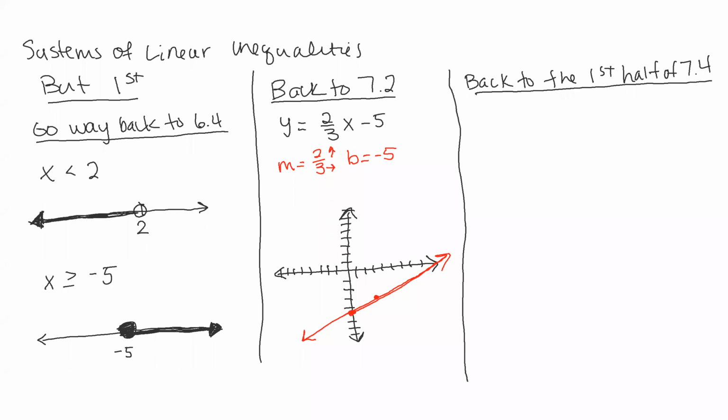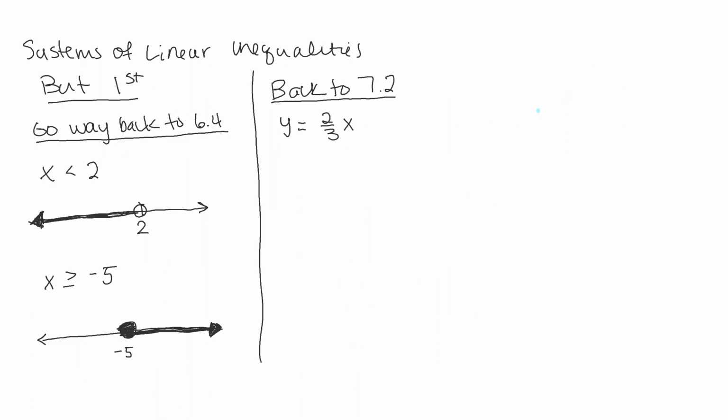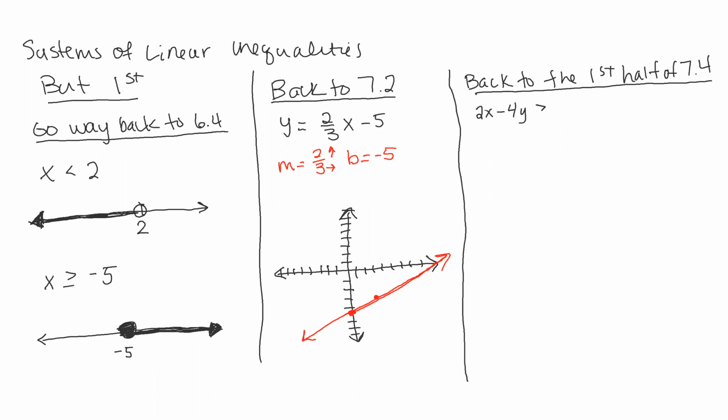So we would have had something like 2x minus 4y greater than, let me actually just do greater than 8, okay? So what we would do here is we would solve this inequality for y. So in order to solve this for y, I would start by subtracting 2x. That gives me negative 4y is greater than negative 2x plus 8. All right. And then you would divide each term by negative 4.